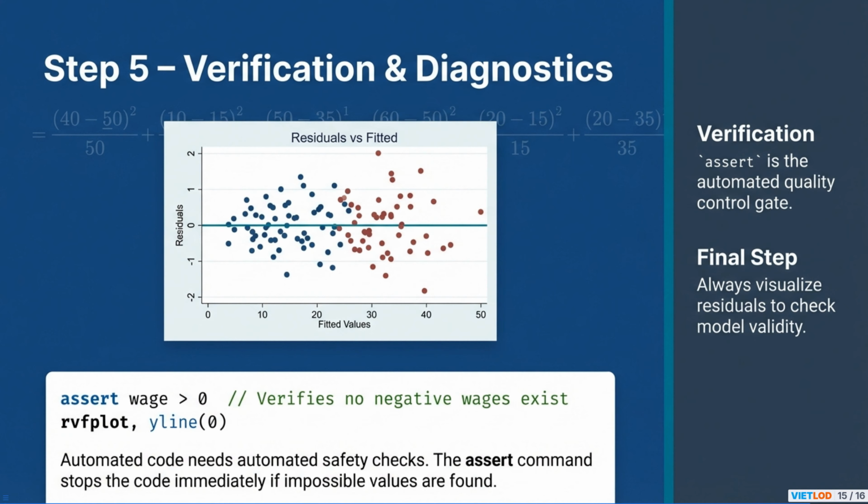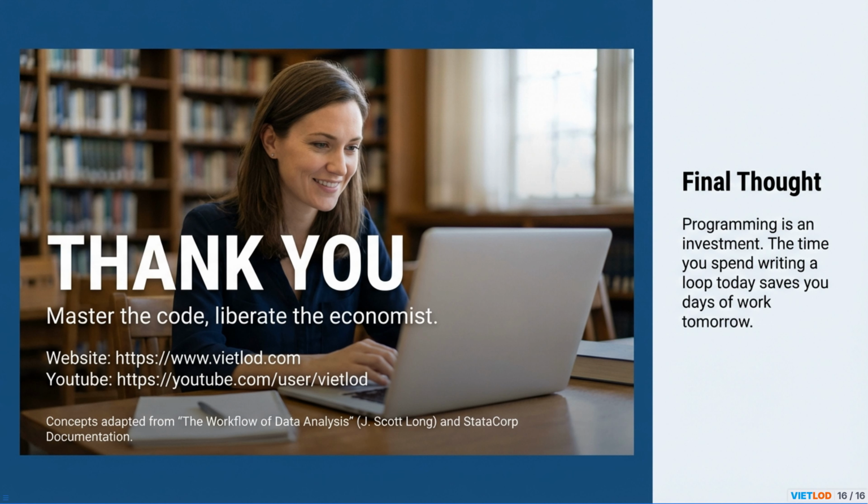The final step in any regression analysis should be to check the model's validity. Visualizing the residuals is a key diagnostic. The rvfplot command creates a residuals versus fitted plot, which helps check for issues like heteroscedasticity.